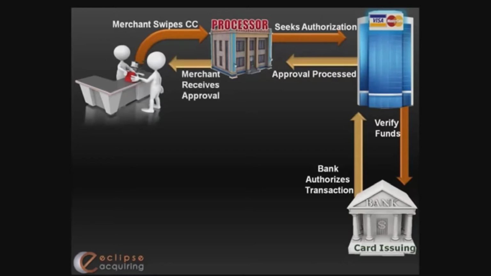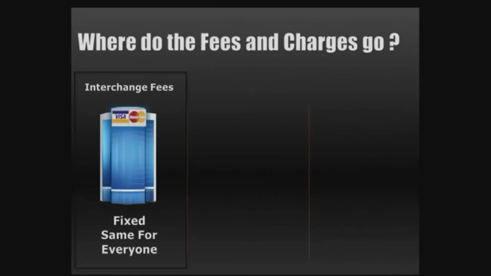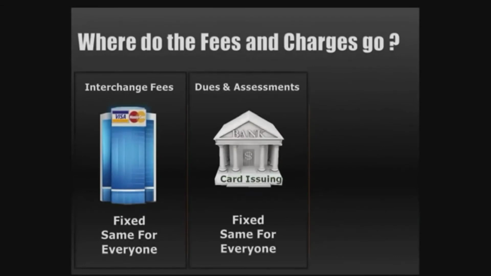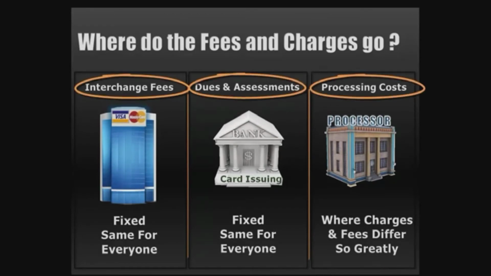This authorization is then routed back through the supported card network and is received by the processor, which provides the merchant the authorization. At the end of each day, a merchant will batch all of their credit card transactions and this will be sent to the processor. This processed amount is then deposited directly to the merchant's bank account. Now that you've seen the process, let's look at where the fees and charges are actually going. Merchants' fees will fall into three areas: interchange, dues and assessments, and processing costs.